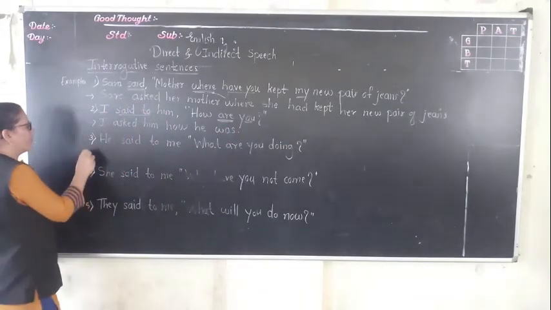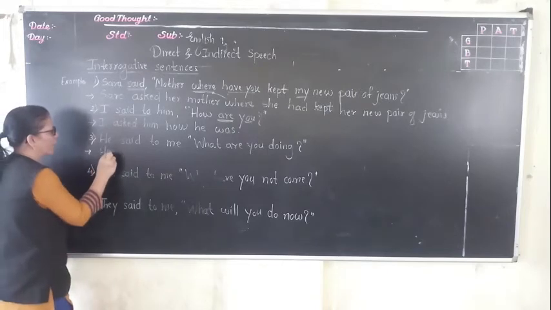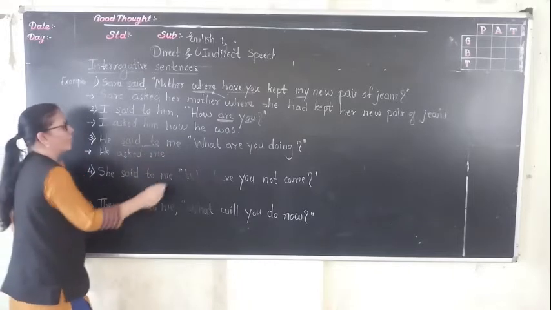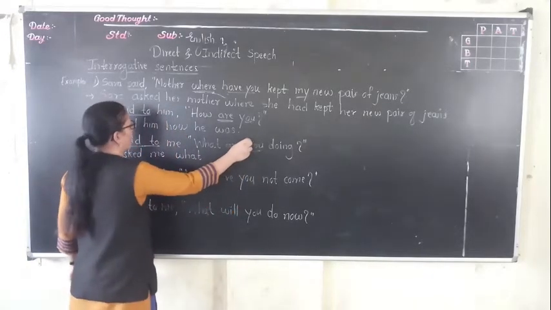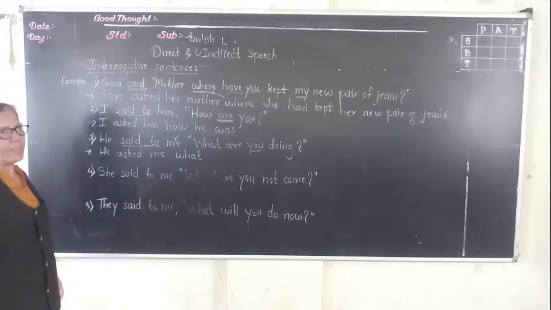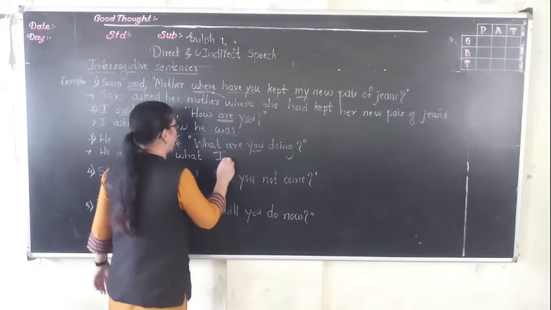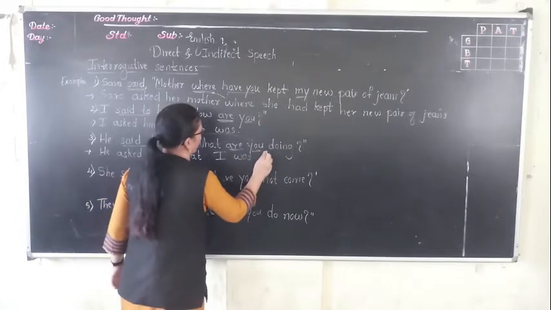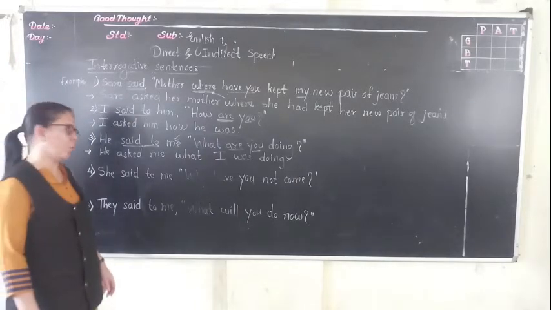Okay. Next, third example. He said to me, what are you doing? "He said to" changes to "asked", interrogative. He asked me, WH word as it is, what? Subject you, second person, changes according to the object of the reporting verb, me. So me will change into I. What I? "Are" present will change to past, was doing. He asked me what I was doing.